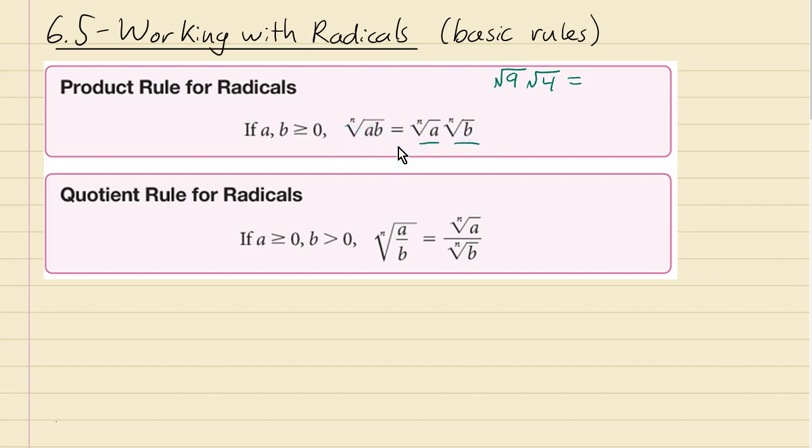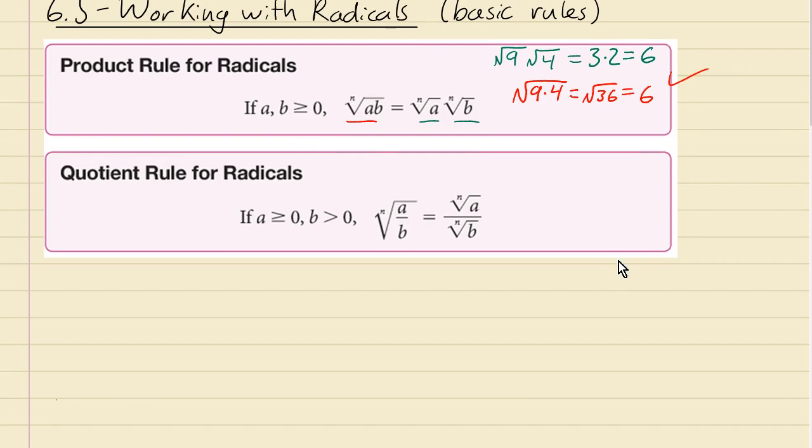But anyways, the right side comes out to be, well, the square root of 9 is 3, and the square root of 4 is 2, so 3 times 2 is 6. And then if we multiply them together first, that would be 9 times 4, and the left side would look like the square root of 9 times 4, like so, and that is the square root of 36, and that is also 6. So that's an example of that one working.